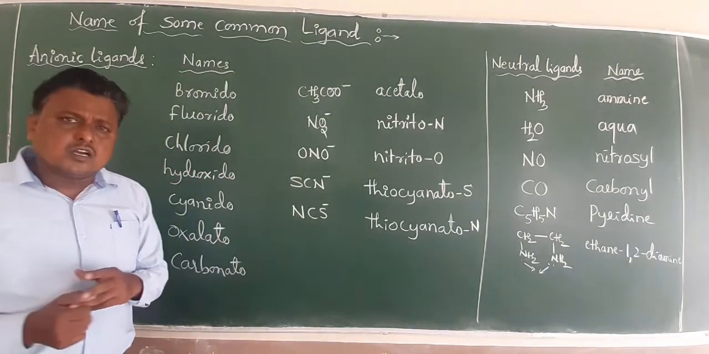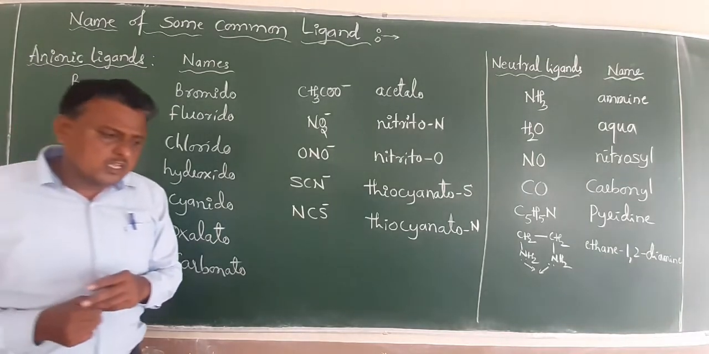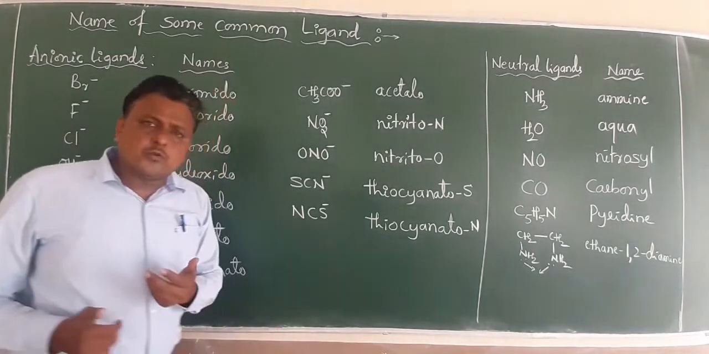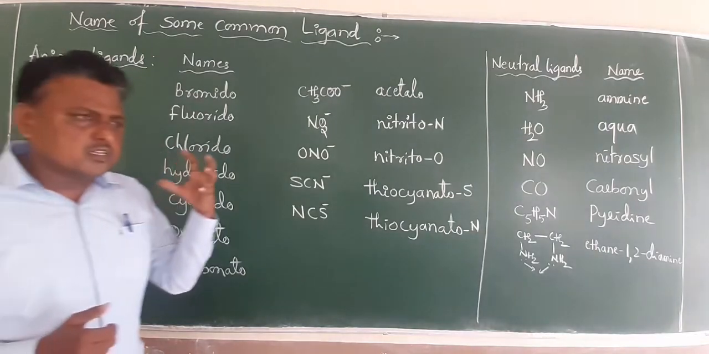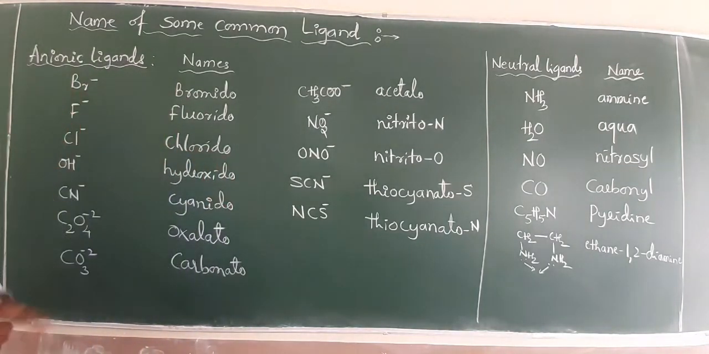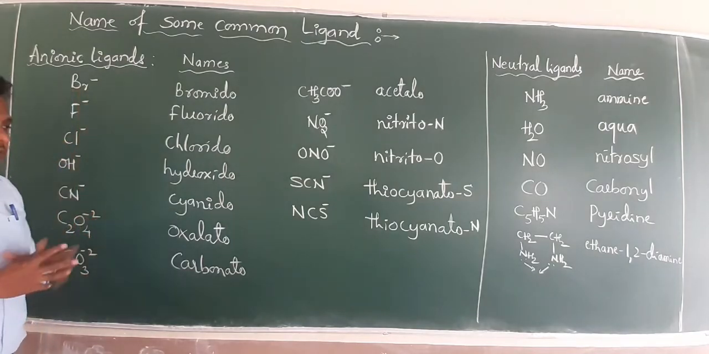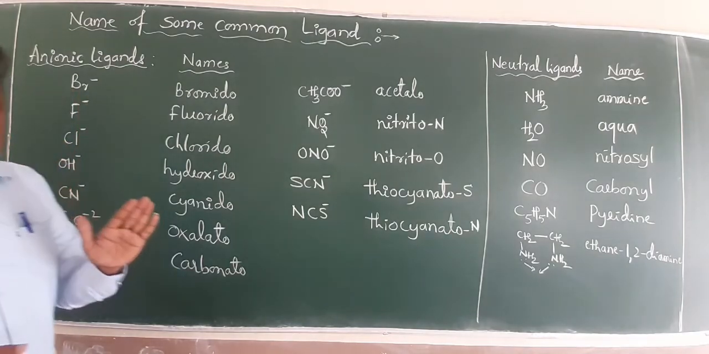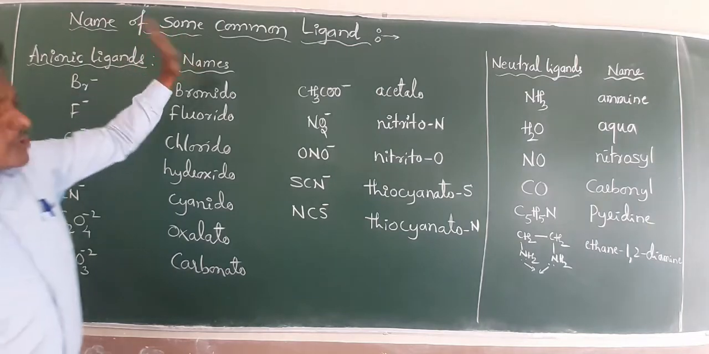One is NO2+, the nitronium ion, and similarly NO+, the nitrosonium ion. Many such components come under cationic ligands. Today we have to become quite familiar with these concepts because they help with the IUPAC nomenclature of coordination compounds. Let us begin, friends, with the types of anionic ligands and their corresponding names.